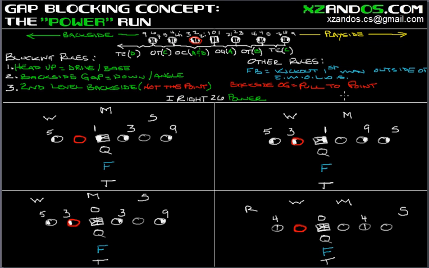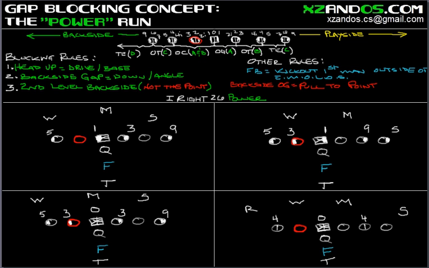You have the offensive players are responsible for a gap, a backside gap, and then they have blocking rules that they have to work through in sequential order in order to get to their responsibilities. As I said above and earlier, all of the plays below are I right 26 power. Play side is going to the right, backside is going to the left. Let's talk about running the I right 26 power against a 4-3 over.